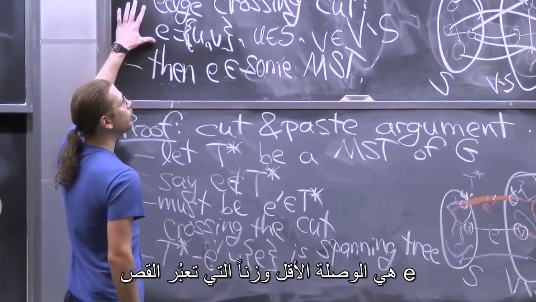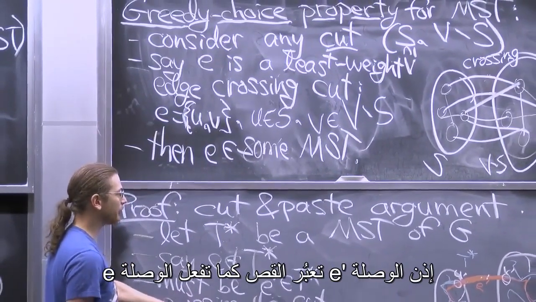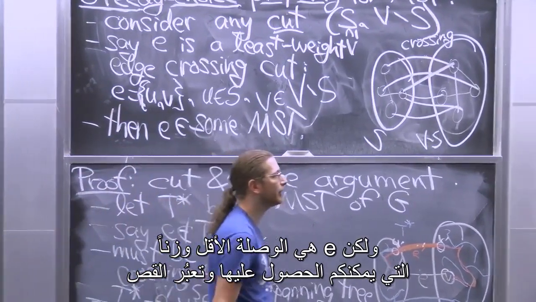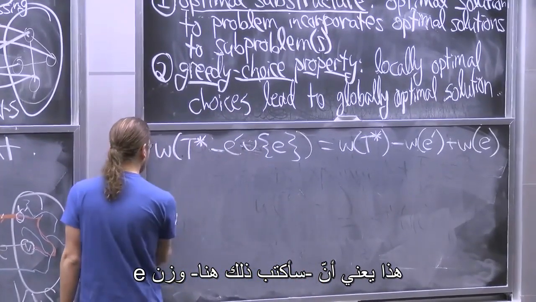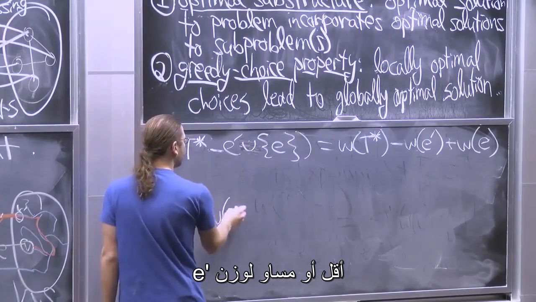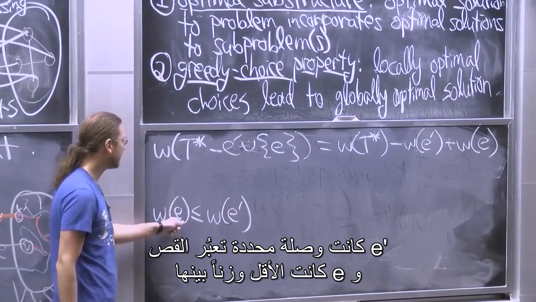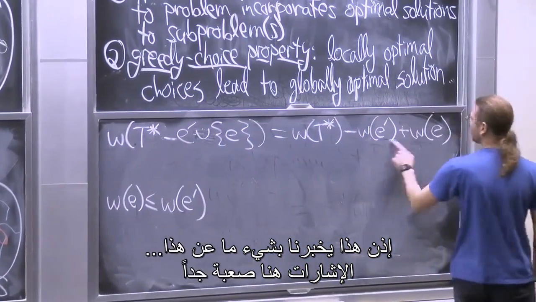E is a least weight edge crossing the cut. So E prime crosses the cut, so does E, but E is the smallest possible weight you can have crossing the cut. That means the weight of E is less than or equal to the weight of E prime, because E prime is a particular edge crossing the cut. E was the smallest weight of them. So that tells us something about this.